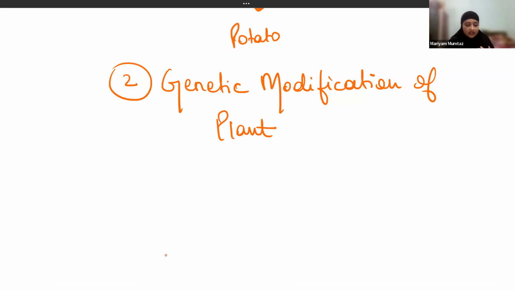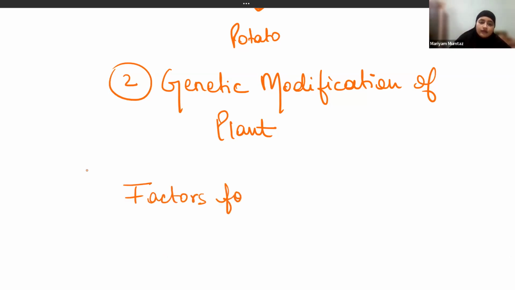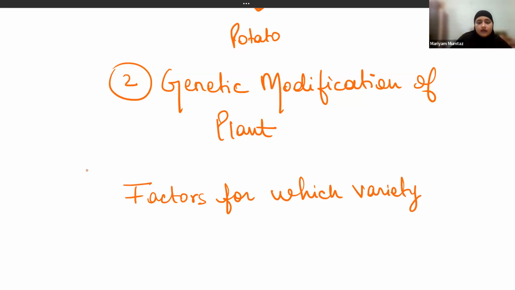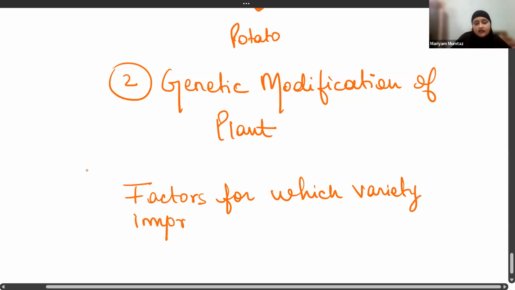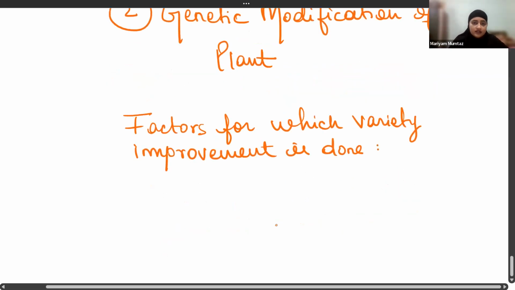Now, how would we check? Let's see. You write down some of the factors for which variety improvement is done. Factors for which variety improvement is done. Okay, let us see what those factors are. So, have you written this?